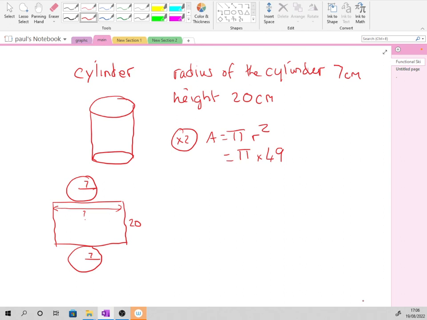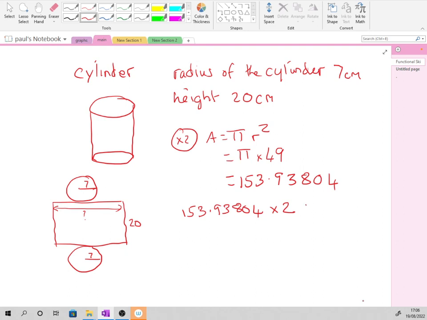And I need a calculator for this one. So I'm going to use the old pi button again. So shift pi times 49 is 153.93804. And all I need to do is multiply that number by 2. So 153.93804, leave all the numbers in there, times 2. Why times 2? Because top and bottom. And it's already in the calculator. Times 2 as the answer to the next one.